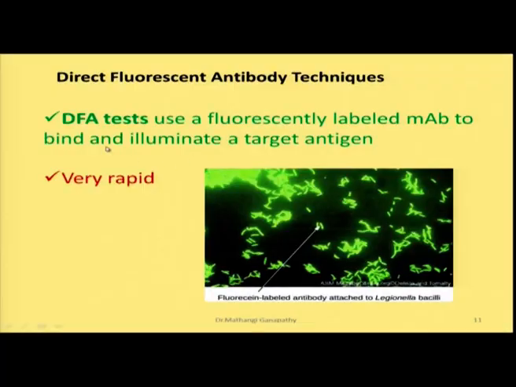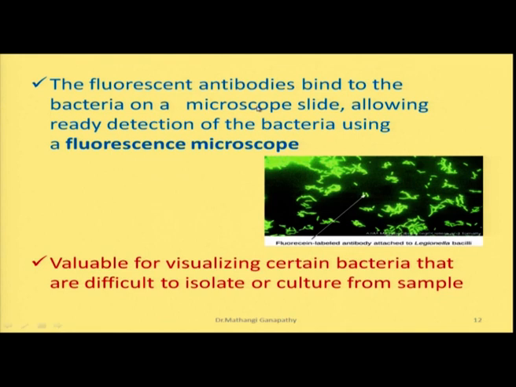Direct fluorescent antibody techniques. These use fluorescently labeled monoclonal antibodies to bind and illuminate a target antigen. This is very rapid. For example, the picture shows a fluorescent labeled antibody against Legionella, a bacteria. This is not a food pathogen, but this is still a human pathogen. The fluorescent antibodies bind to the bacteria on the microscopic slide, allowing rapid detection of the bacteria using fluorescence microscope.